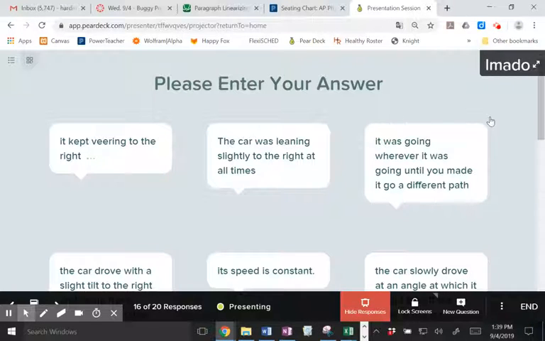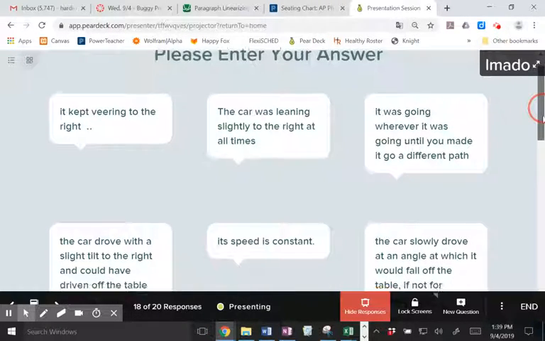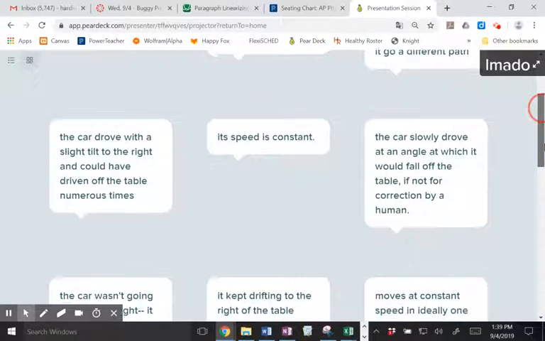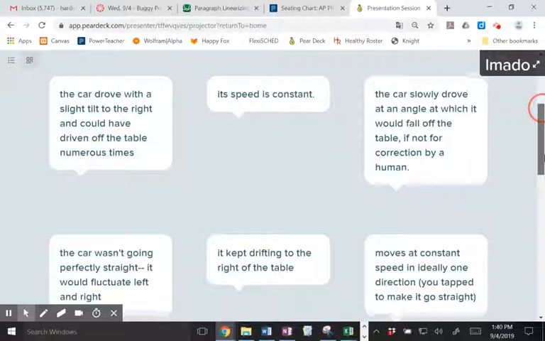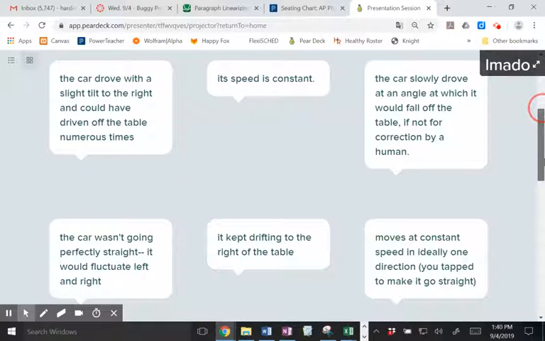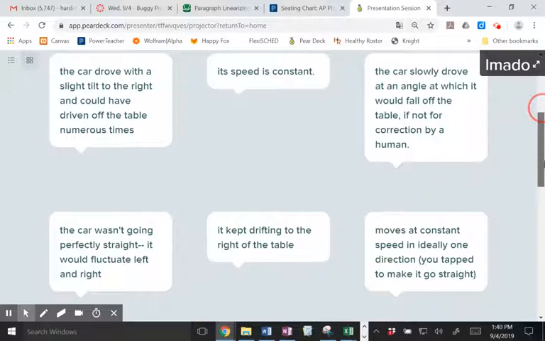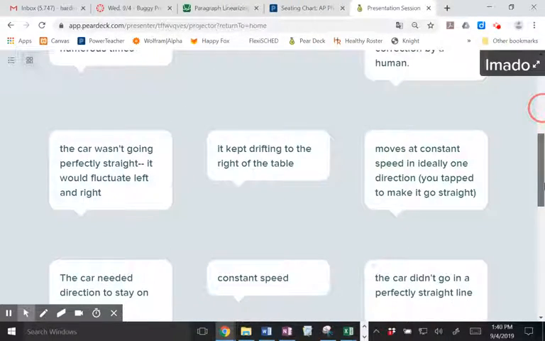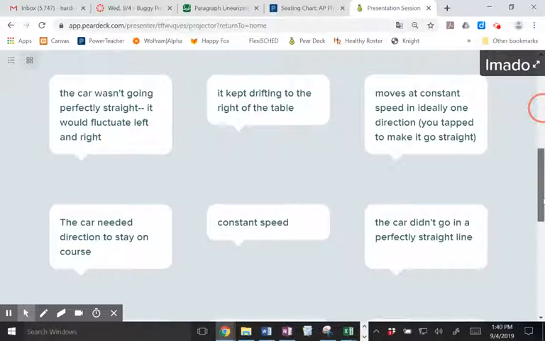Kept veering to the right. Car was leaning slightly to the right at all times, going wherever it was going until he made it go on a different path. Sounds like parenting. Car drove with a slight tilt to the right. Could have driven off the table numerous times. Speed is constant. Car slowly drove at an angle at which it would fall off the table if not for a correction by a human. Oh, you think I'm a human? Car wasn't going perfectly straight. Could fluctuate left and right.